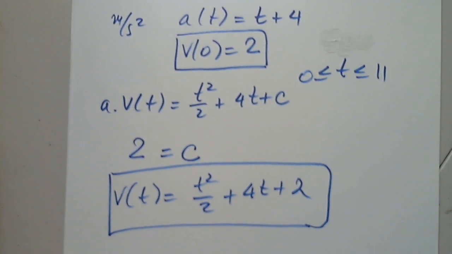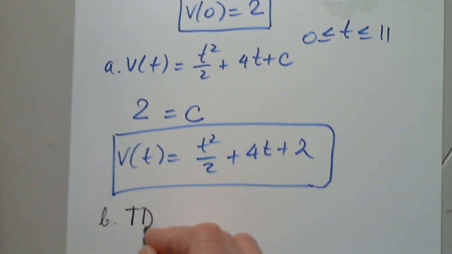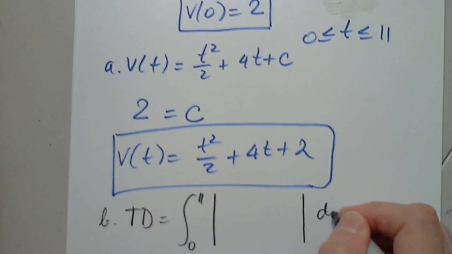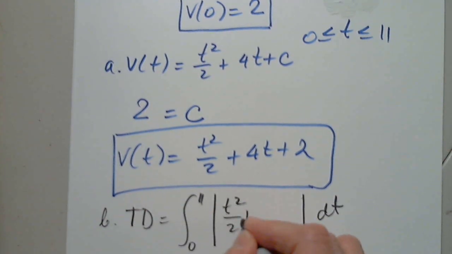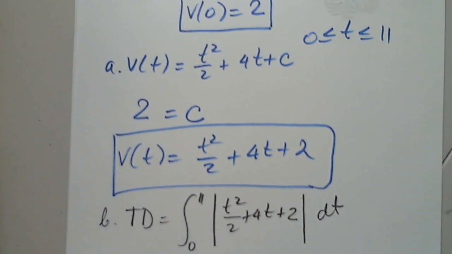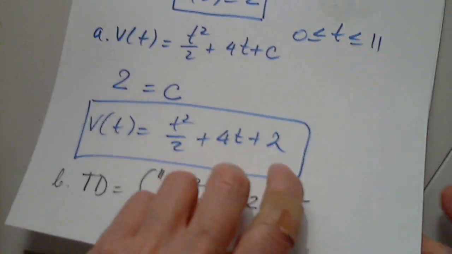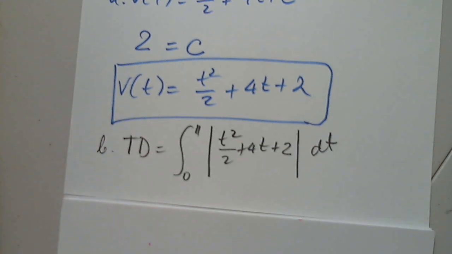So part B is find the distance traveled during the given time interval, so from 0 to 11. The total distance is the integral from 0 to 11 of the absolute value of the velocity. Now, we have to look at this function. If it's always positive on 0 to 11, we have a smooth ride.